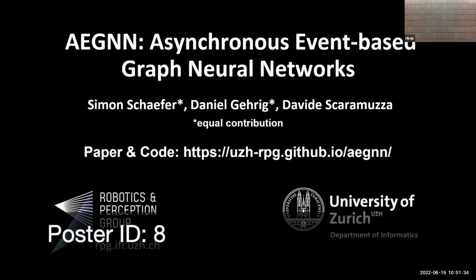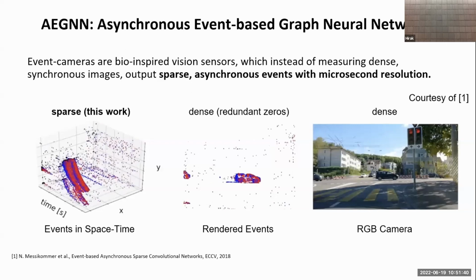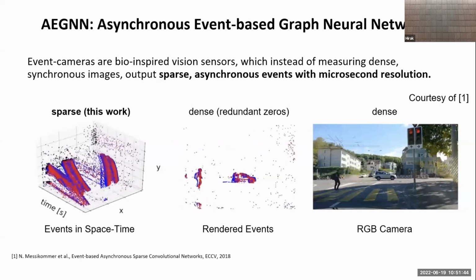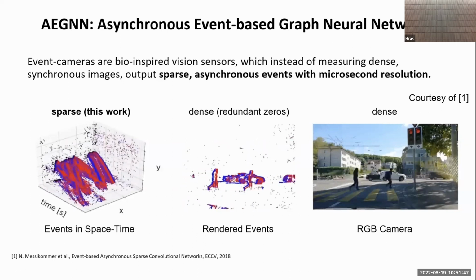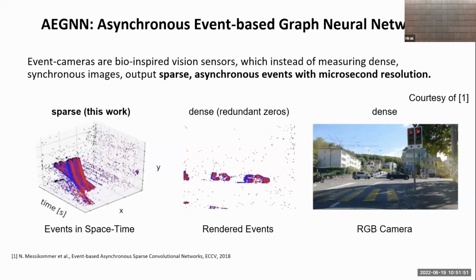Welcome to our paper titled AGNN, Asynchronous Event-Based Graph Neural Networks. In this work, we investigate the use of event cameras, which are bio-inspired vision sensors which, instead of measuring dense synchronous images, output sparse asynchronous events with microsecond resolution. The best performing learning methods convert sparse events into dense representations such as voxel grids, which they then process using a standard CNN.